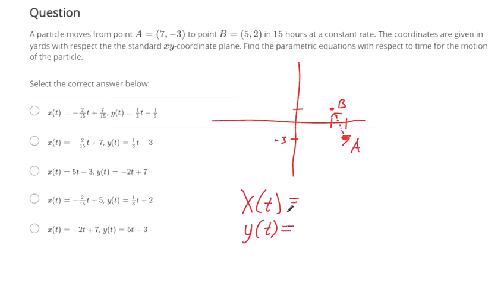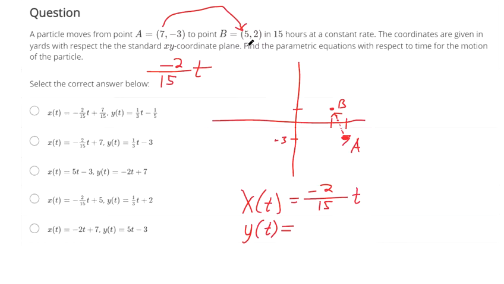So to make that happen, let's look at the change in x. To go from 7 to 5, we backed up 2 units, right? And it took us 15 hours to go from A to B. So we're going to divide the distance traveled by the number of hours. It's kind of like calculating miles per hour. This is instead yards per hour. So that is going to be our relationship for x. It travels at negative 2 over 15 for every 1 hour, for every time t increases by 1.